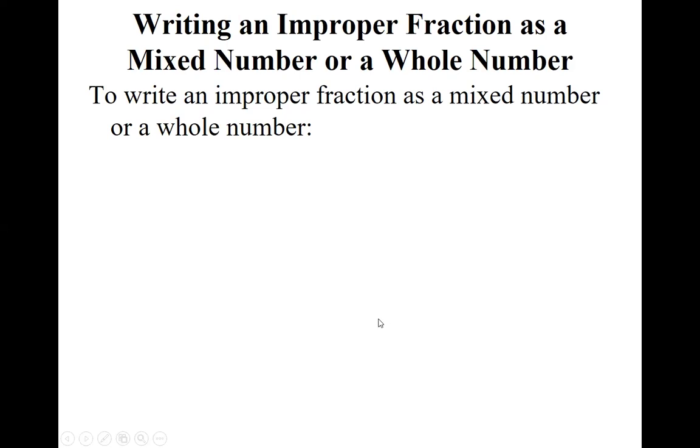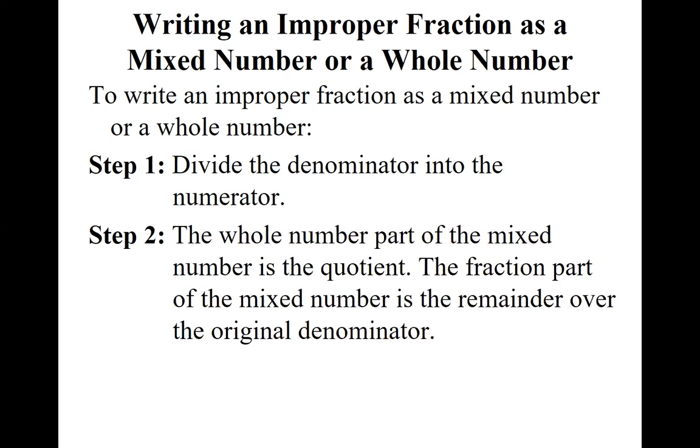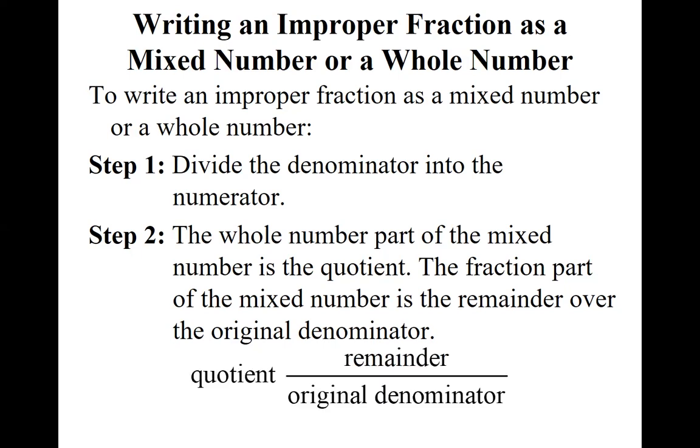Now, to go from improper fraction to mixed number or improper fraction to a whole number, we're going to divide. Top divided by bottom. Divide the denominator into the numerator. Numerator divided by a denominator. The whole number part of the mixed number is the quotient. And then the fraction part of the mixed number is the remainder over the denominator.